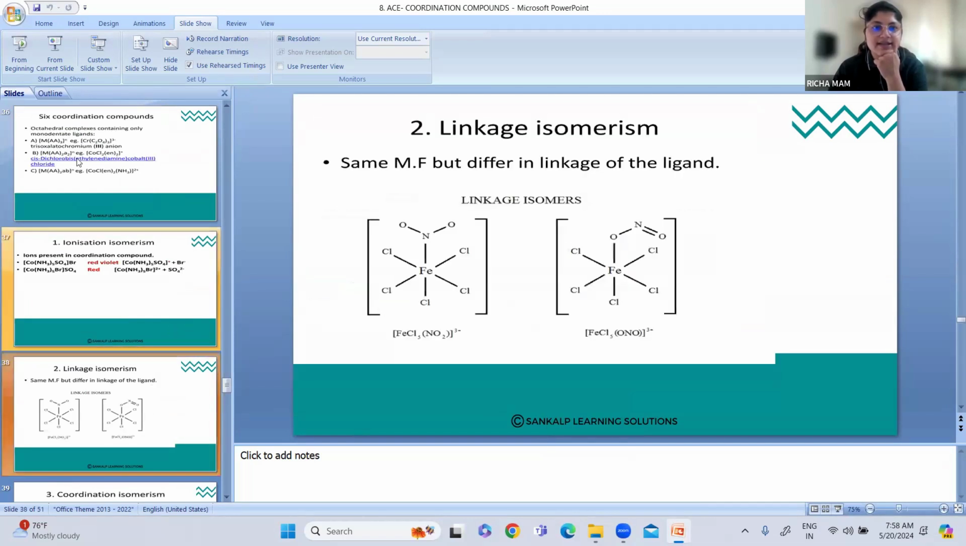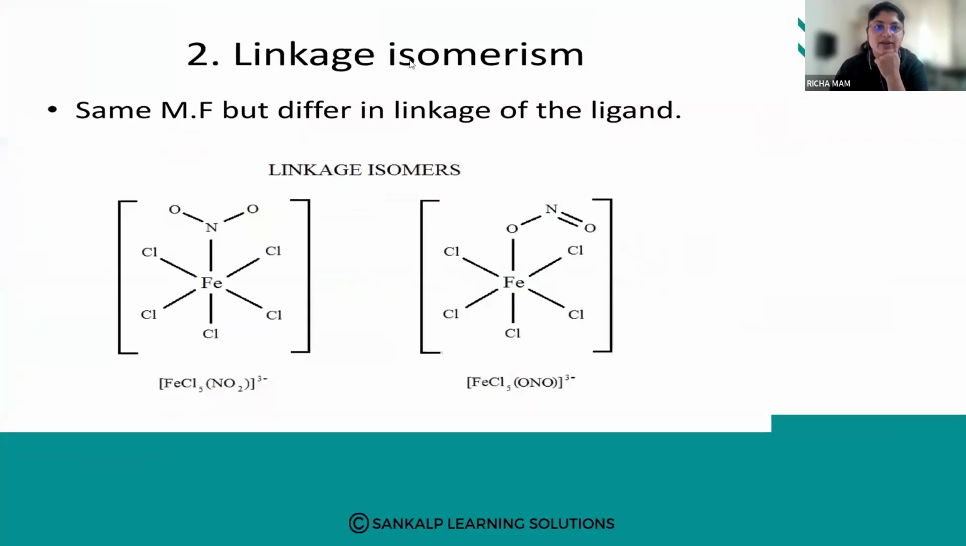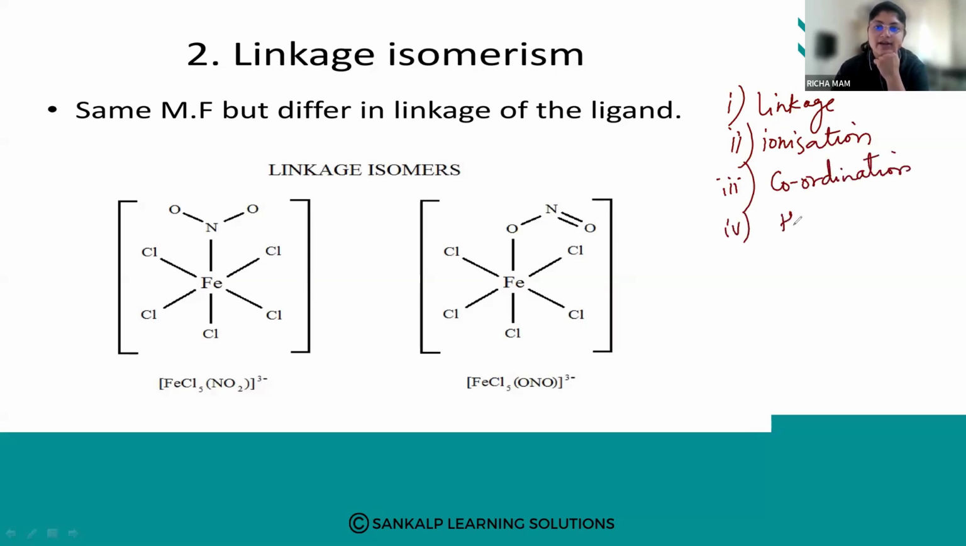So first, let us see linkage isomerism. Okay, linkage isomerism. So this is the first type. So what all things? Linkage, then ionization. Next you have coordination, and fourth you have hydrate, or it is called solvate isomerism. Okay.